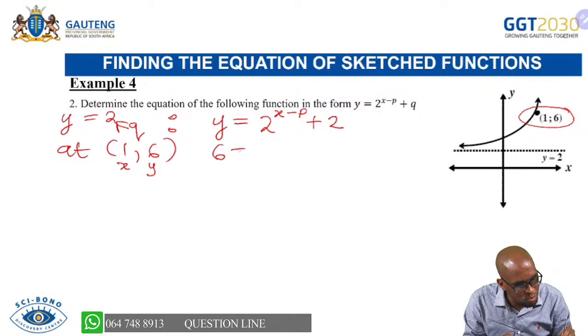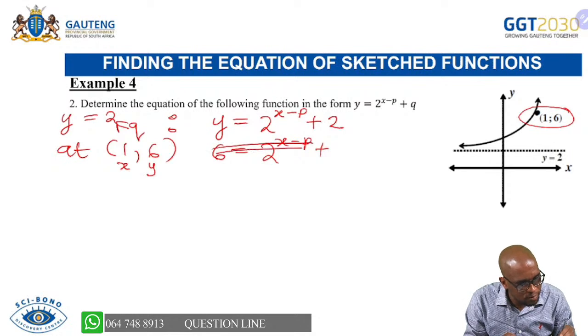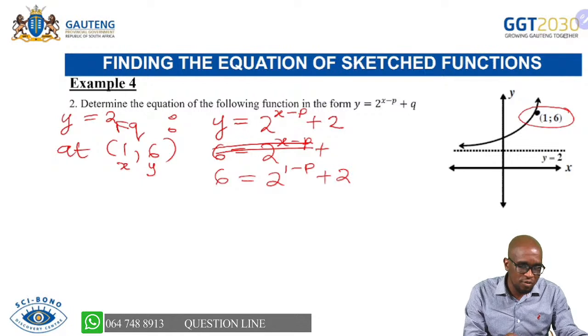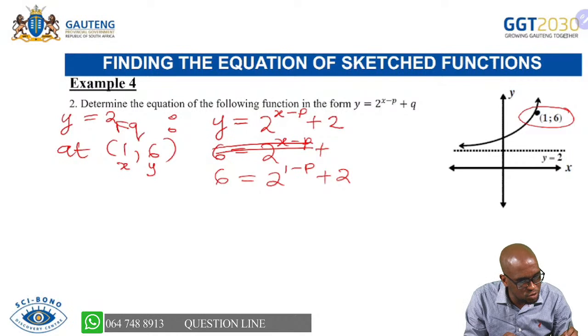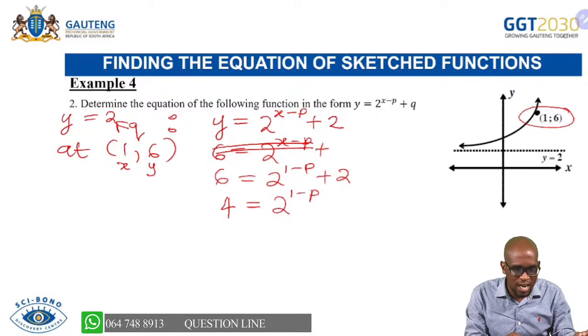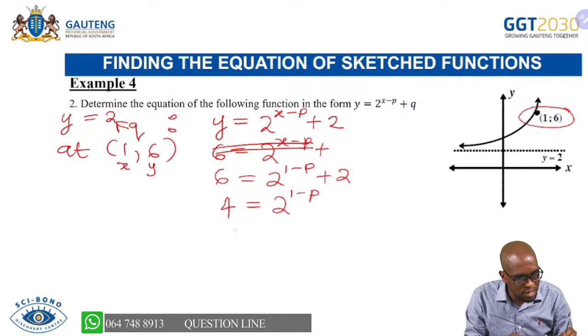So 6 equals 2 to the exponent of (x minus p) plus 2, and x in this case must be 1. So this would be 6 equals 2 to the exponent of (1 minus p) plus 2. To simplify further, we transpose the 2: 6 minus 2 gives 4 equals 2 to the exponent of (1 minus p). So we can write 4 with a base of 2.